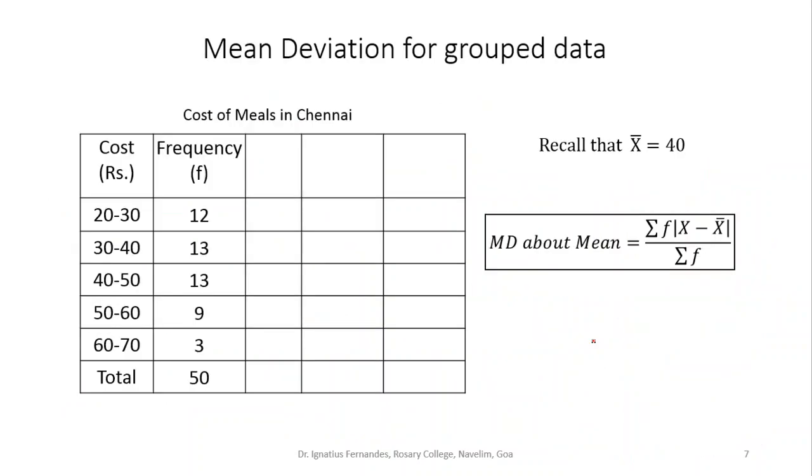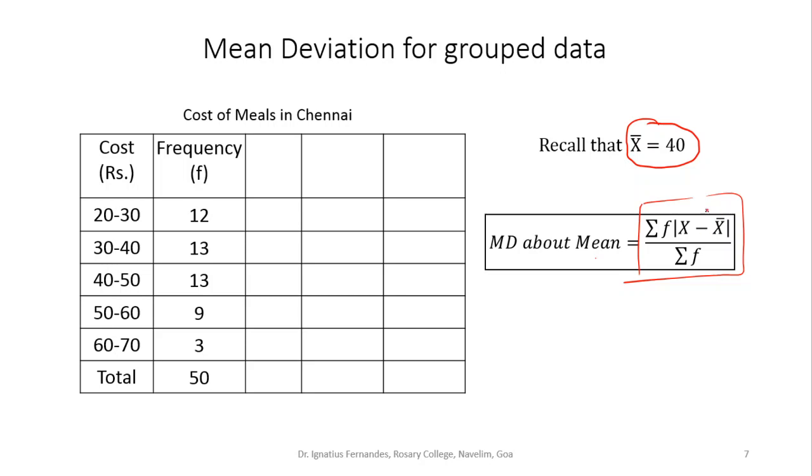Now in case you have a grouped data, this is the usual data set that we have been considering: cost of meals in Chennai, the cost variable, and the frequencies here. Let us say I want to find out the mean deviation about mean, then this is the formula that we know. So we have to find out the mean first. We already know how to find the mean, and we have already found it earlier. The mean of this data set is 40.